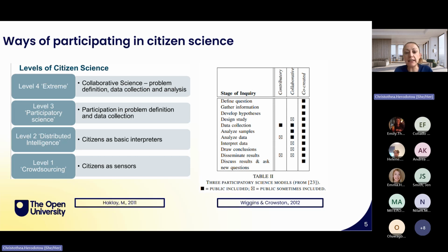On the right-hand side is another way of organizing, let's say, the different types of citizen science projects. I would just draw your attention to the co-created type of projects. And here you can see all of the boxes being black. This means that the public is involved in all the stages of the scientific process. While collaborative and contributory projects involve people in a few of these steps and not all.